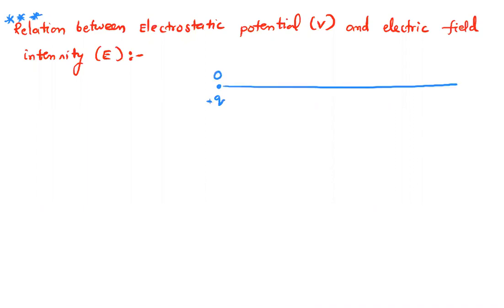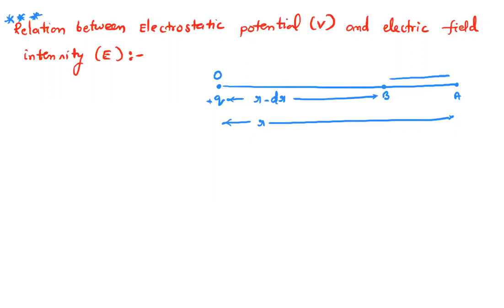Now assume two points A and B. A is the point located at a distance of r, and B is the point located at a distance of r minus dr. Therefore, the separation is dr. The potential at A is V and the potential at B is V plus dV.